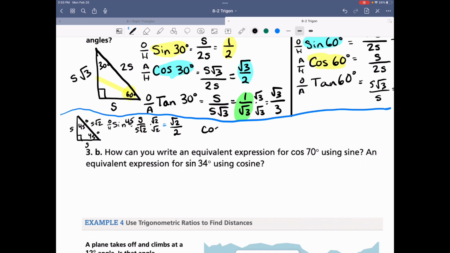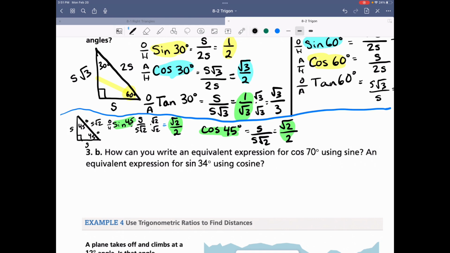Then the cosine of 45 degrees is equal to the adjacent, which is the side again, over the hypotenuse. So it's also going to equal root 2 over 2. So both the cosine of 45 and the sine of 45 are the same, root 2 over 2, always, because the s's cancel. No matter how big your triangle is, the cosine and the sine will always be square root of 2 over 2 for a 45 degree.